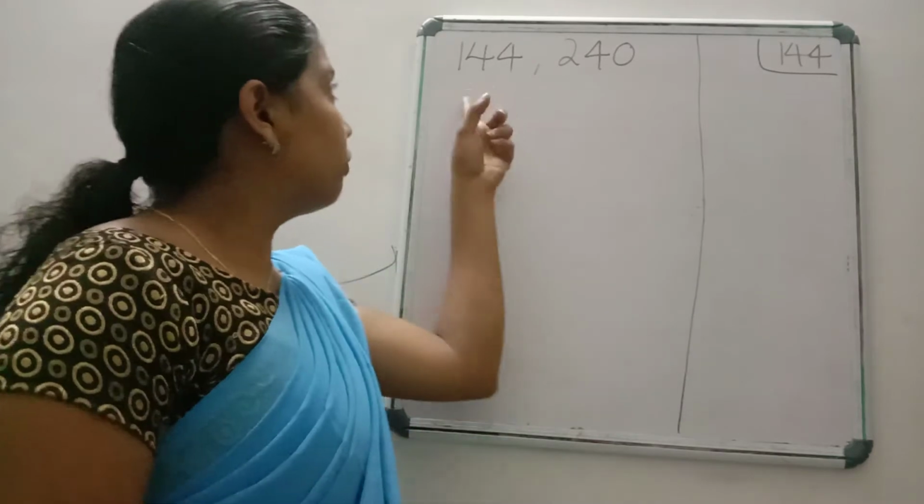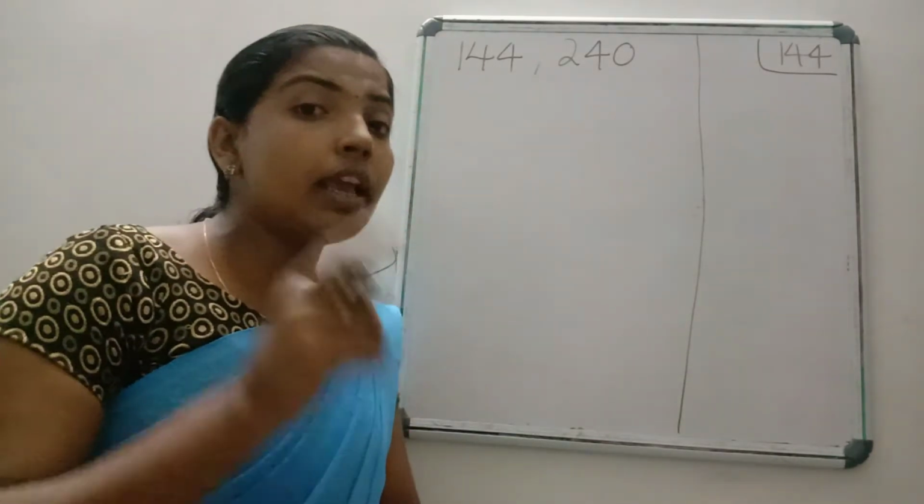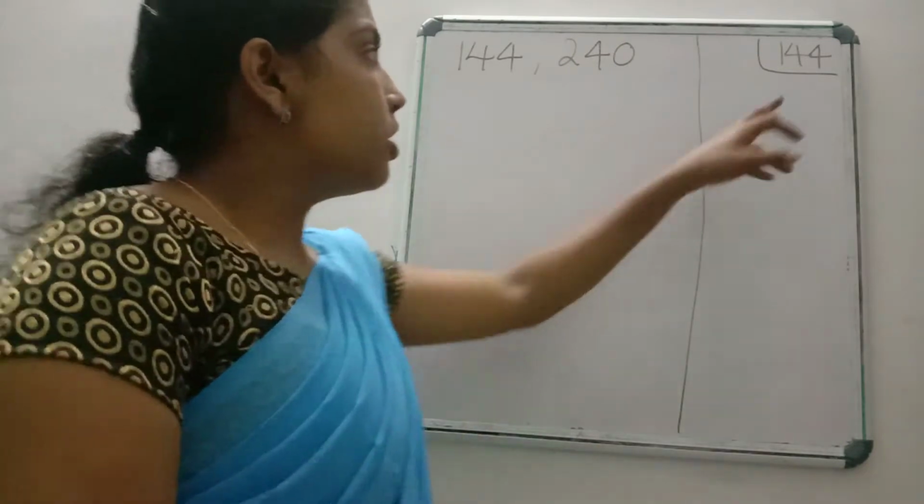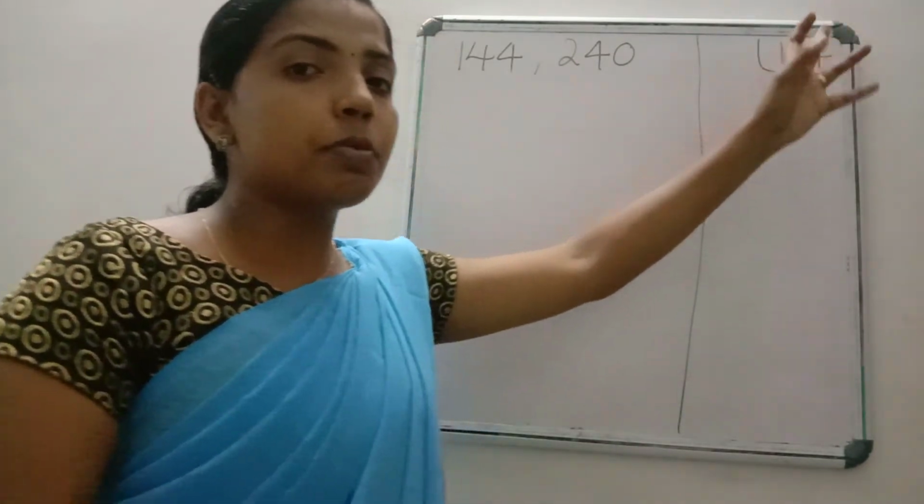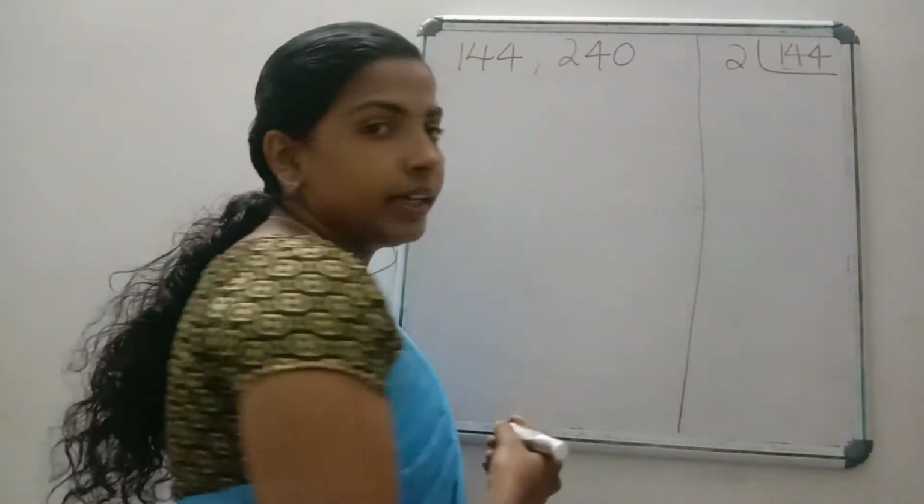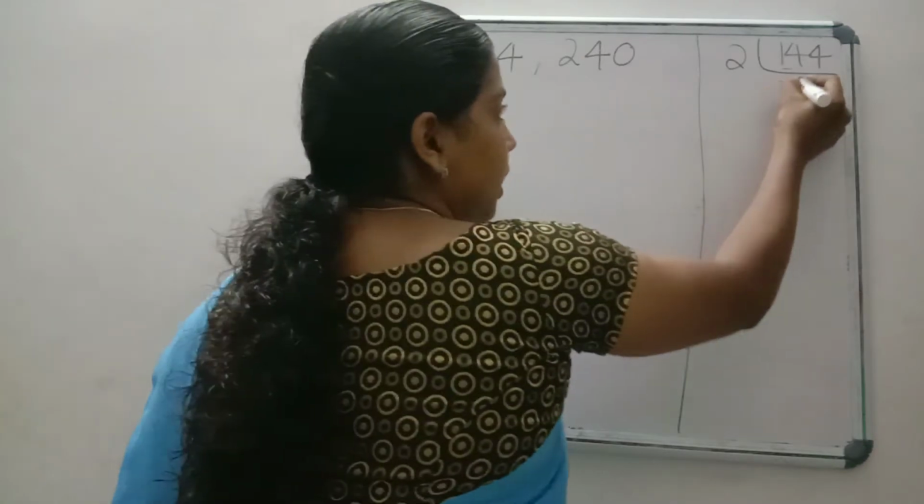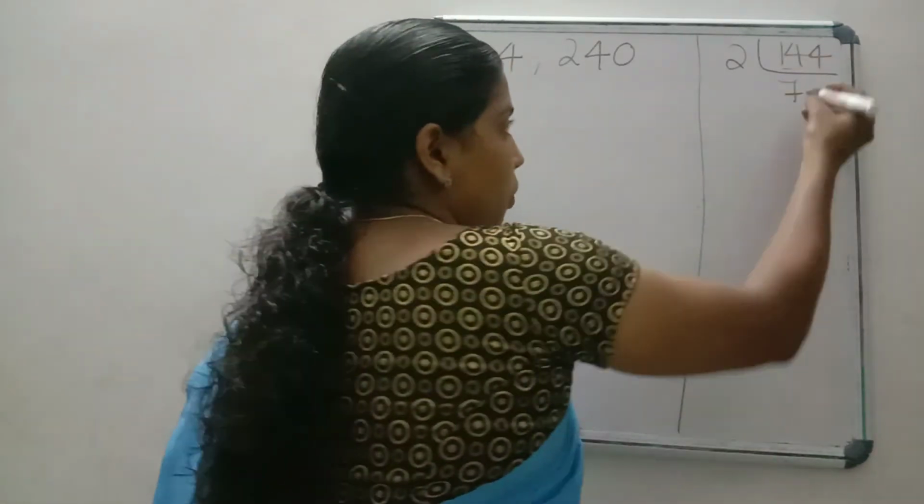Next question, 144 and 240. We have to find the HCF using prime factorization method. So 144. See, the number in the ones place is 4 and it is possible to divide with 2. So 2 in 14 how many times? 7 times, 2 7s are 14. Next 4. In 4, 2 how many times? 2 2s are 4. So 2 times.